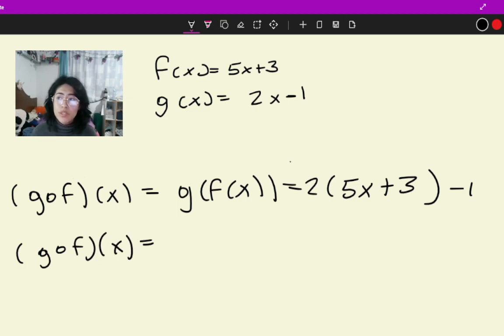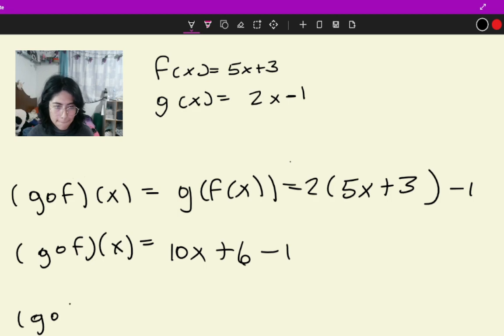We do the operations. 2 times 5x equals 10x, plus 2 times 3, 6, and we keep the minus 1. Subtract 6 minus 1, and finally it is 10x plus 5.